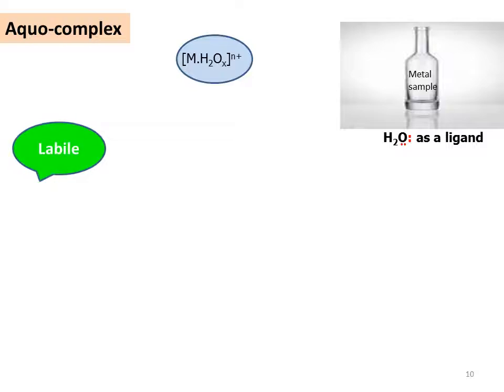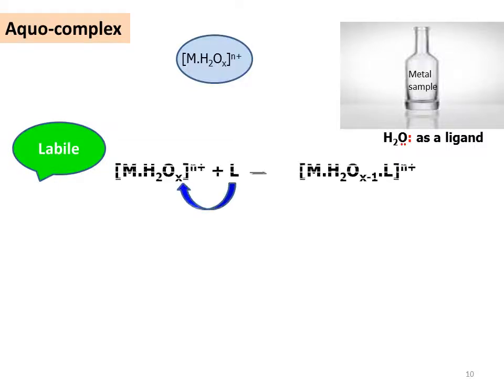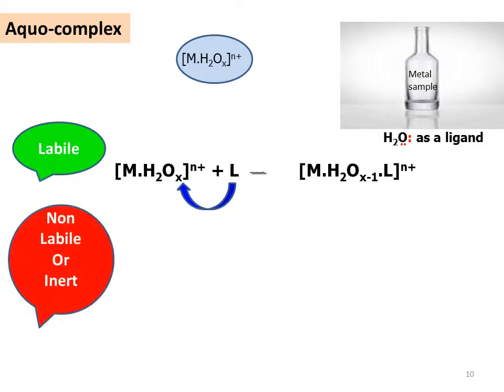This complex is either labile or non-labile. Labile means that the water molecules surrounding the metal forming the aqua complex are easily substituted by any other ligand that could enter the reaction. It doesn't need any vigorous or extensive reaction conditions.